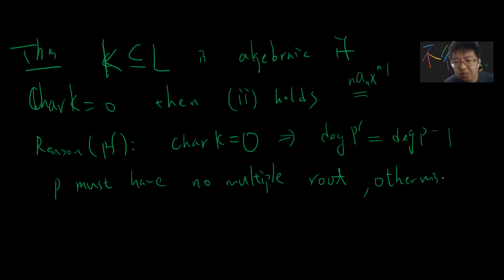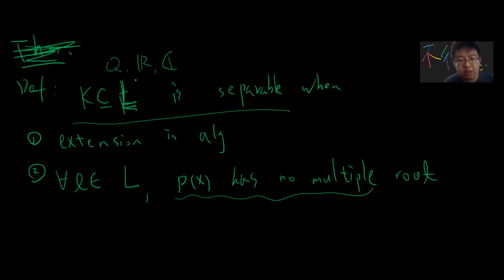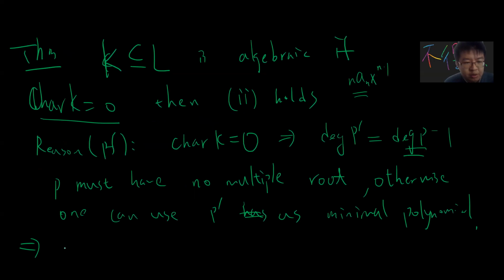Otherwise, one can use P prime as a minimum polynomial. If P has multiple roots, then P prime can also serve as a minimum polynomial, but P prime is non-zero, and this violates the minimality. So basically, one can say that if the characteristic of K is 0, then an algebraic extension will give you a separable extension.